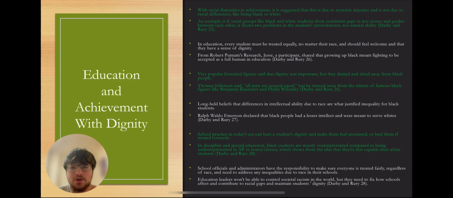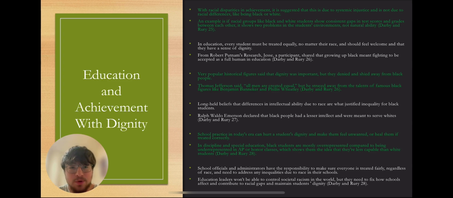In education, every student must be tested and treated equally, no matter their race, and should feel welcome and that they have a sense of dignity. From Robert Putnam's research, Jesse, who is an African American from Ohio, shared that growing up black meant always fighting to be accepted as a full human in education and never being treated fairly.